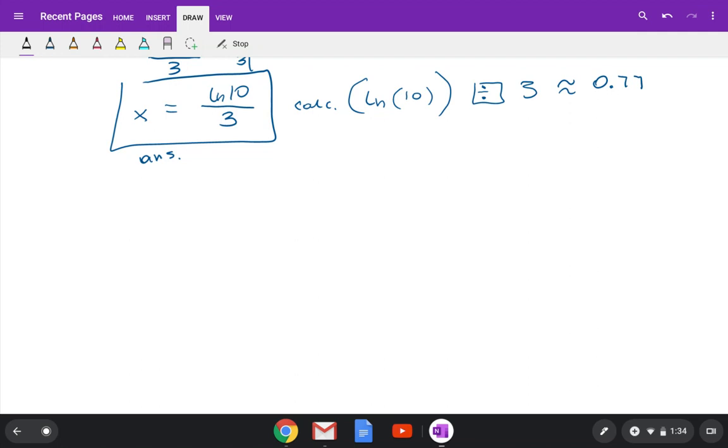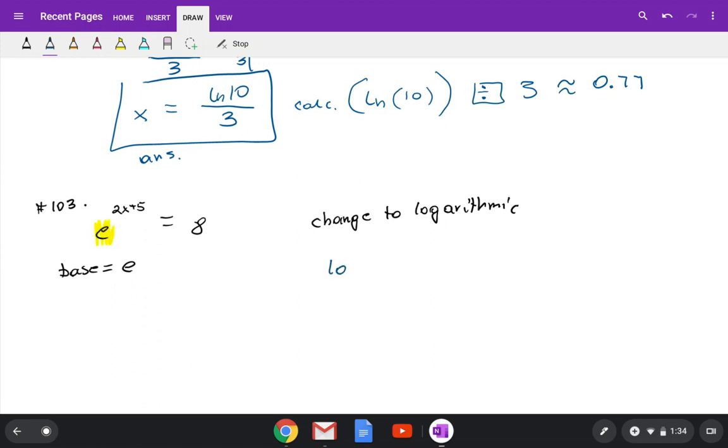Okay, let's do another one. Number 103 from the same page, you need to solve e to the power of 2x plus 5 equals 8. So you see exponential, we change into log. The base is e again. So I'm creating a log, and the base is e. So I took care of the base.